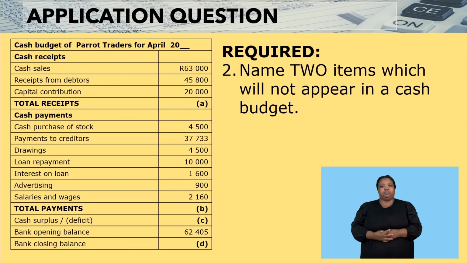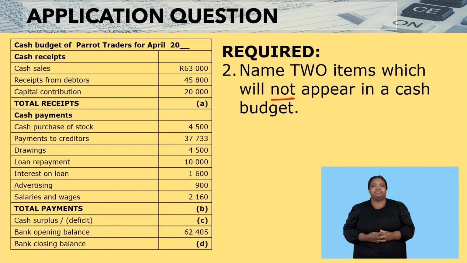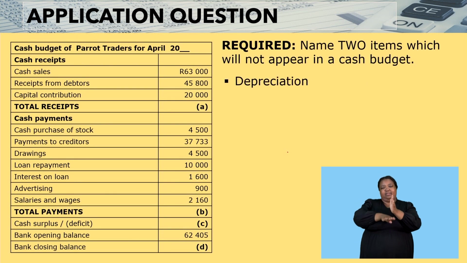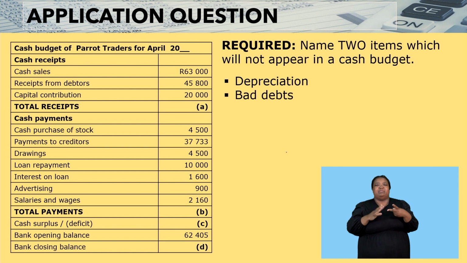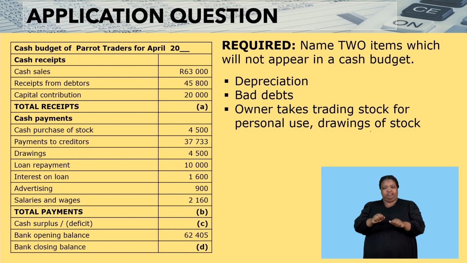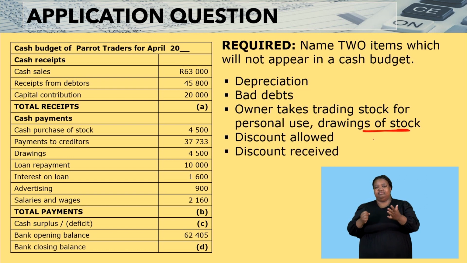Question number two. Name two items which will not appear in a cash budget. I'm going to give you more than two. Number one, depreciation. Number two, bad debts. Number three, when the owner takes trading stock for personal use, so we're talking about drawings of stock. Number four, discount allowed. And the last one I'll give you is discount received.